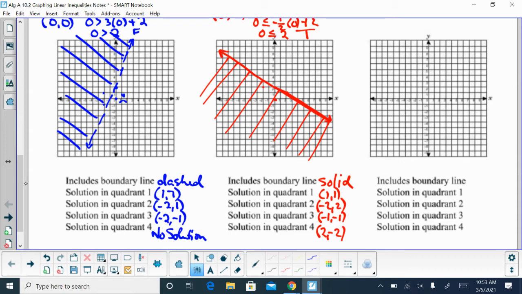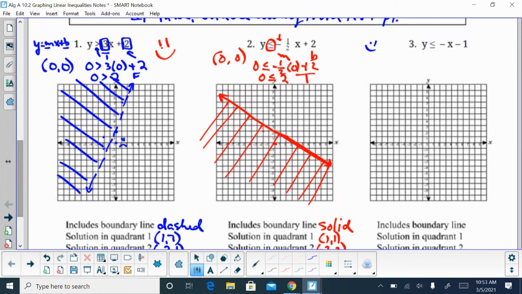Now, let's try to get number 3 done here. Graphing. It crosses at -1. And my slope says it falls down 1 as it runs 1. Falls down 1 as it runs 1. So there are a few points. And we get to totally connect the dots because this is an equal to. So this is going to be a solid line.